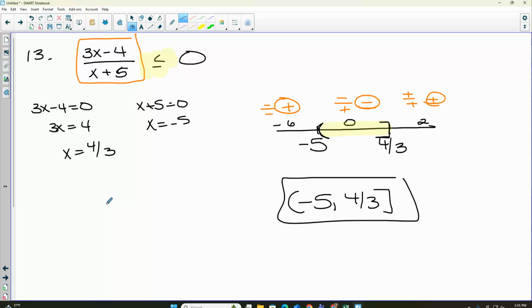Are we okay with that? Wait, how did you say about the bracket? Because it had an equal to 0. So equal to would normally mean brackets on both, but because we have a fraction, the bottom gets a parenthesis no matter what.